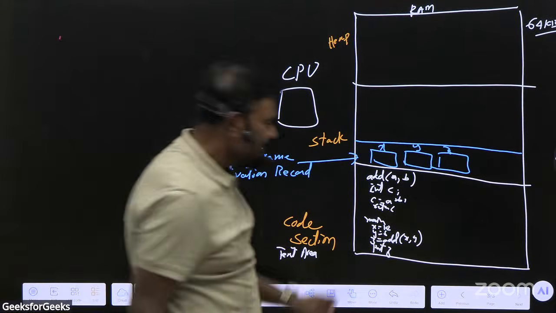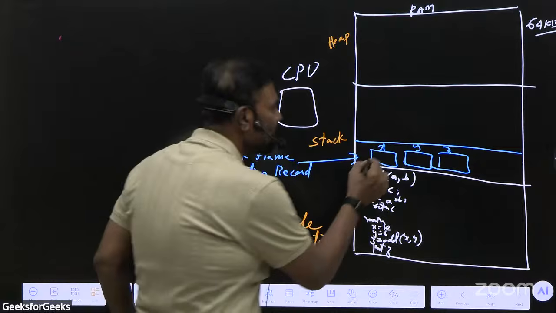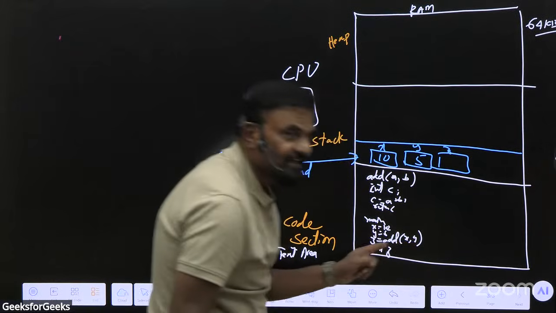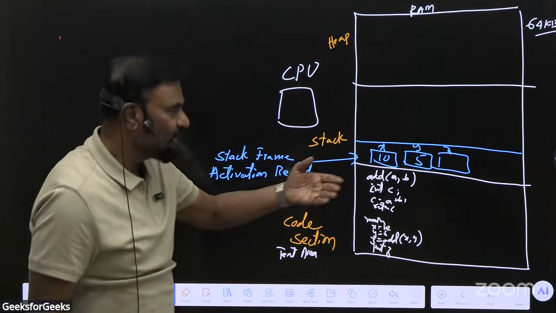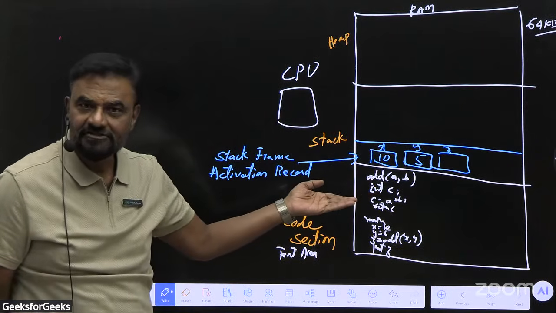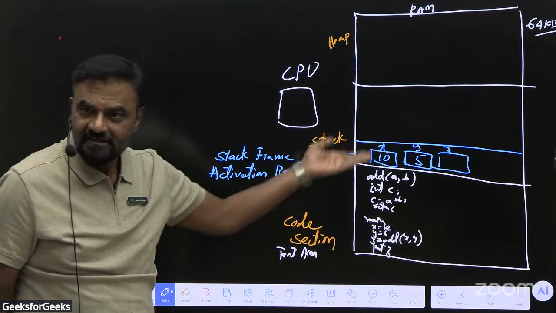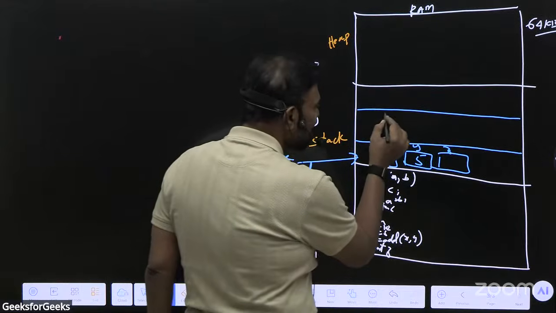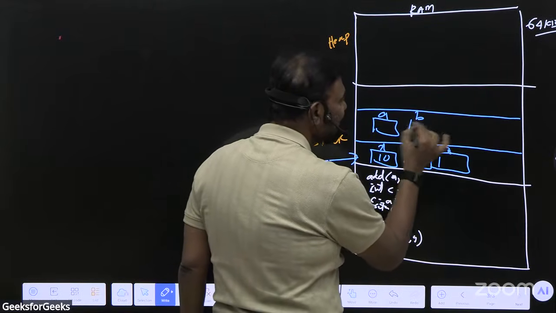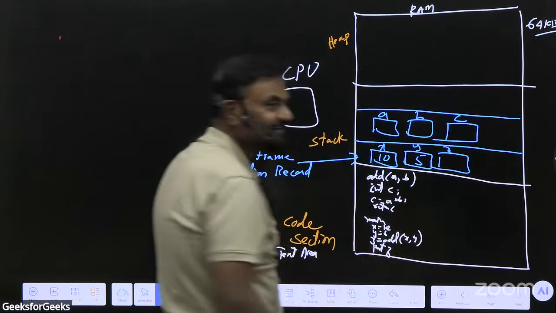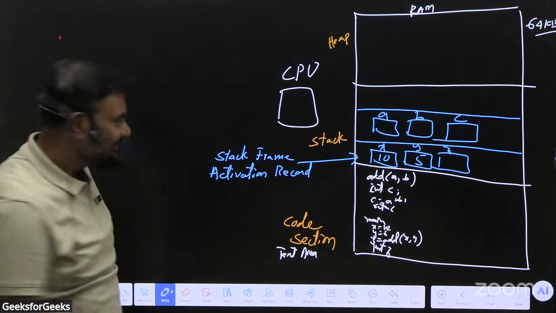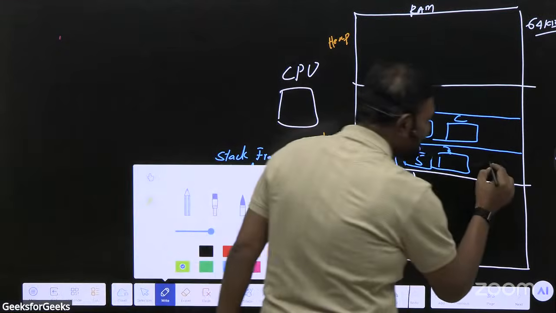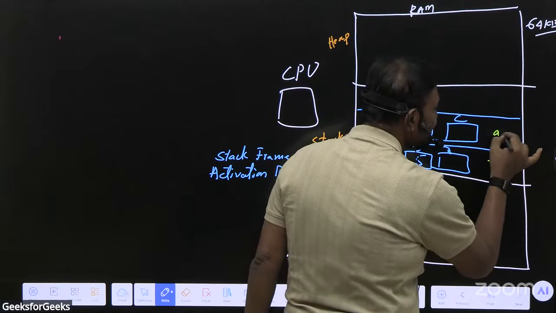Yes, very good point. Now the next line says to store 10 in x, and 5 in y. Then the next line is calling the add function. Control goes to add. It's another function, having its own variables: A, B, C. This is the activation record for add. This is for main. This is for add.